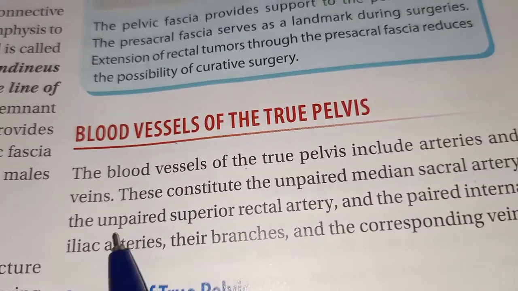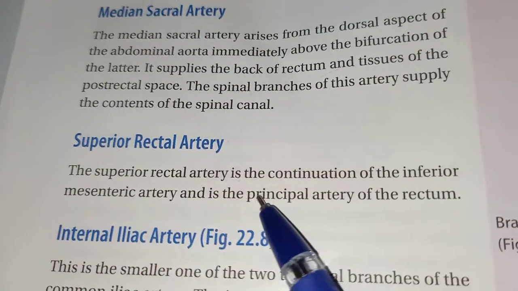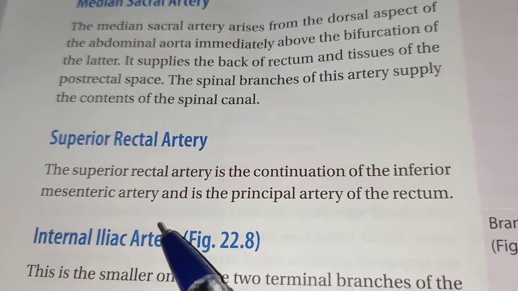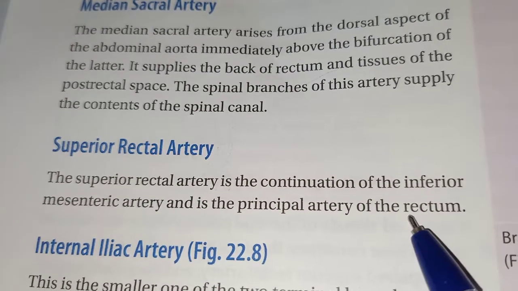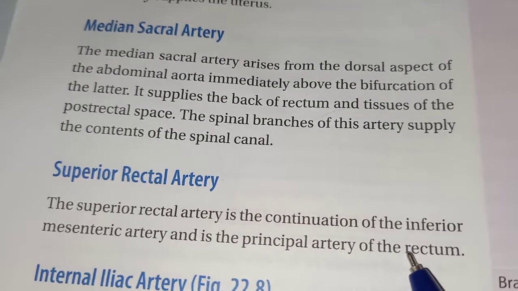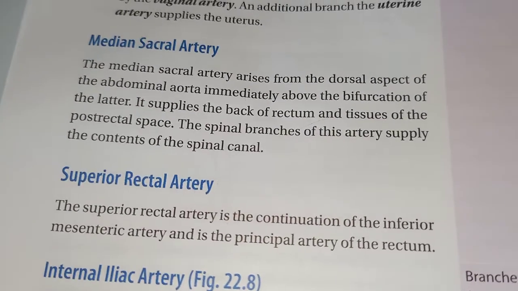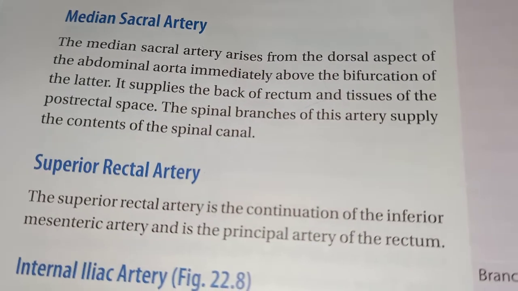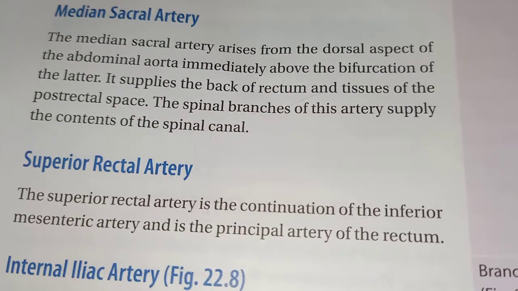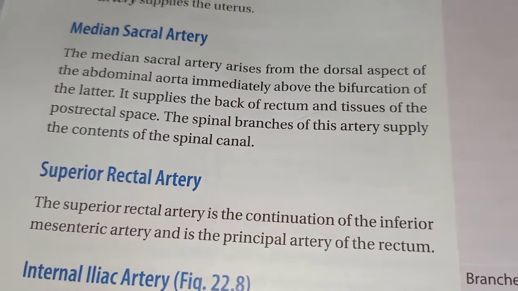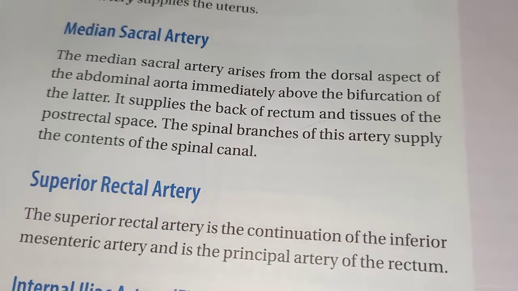It is also unpaired. The unpaired superior rectal artery is a continuation of the inferior mesenteric artery and is the principal artery of the rectum. The superior rectal artery is a continuation of the inferior mesenteric artery.